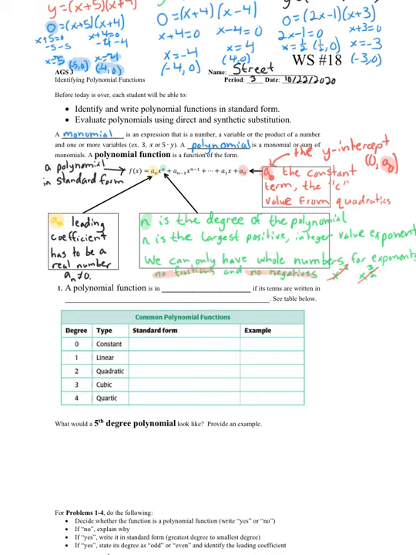All right, a polynomial is in standard form if its terms are written in descending order of exponents from left to right. So descending order means we start on the left side, go to the right side. And that's descending order of exponents.